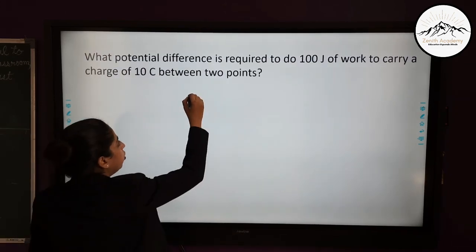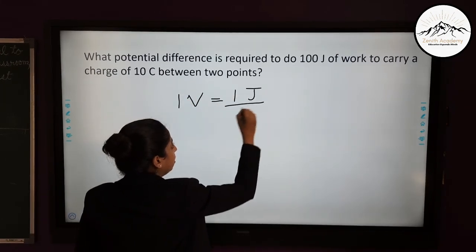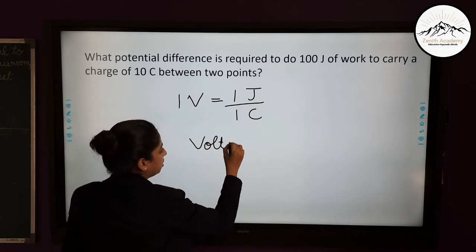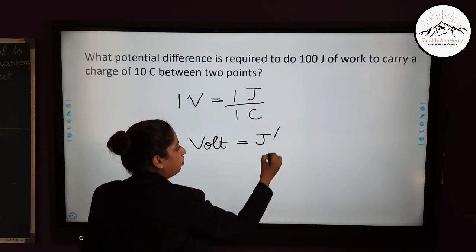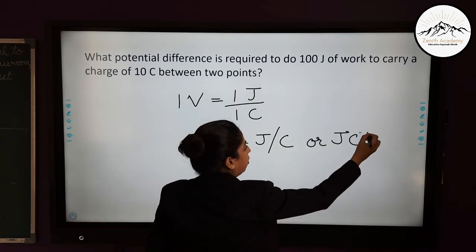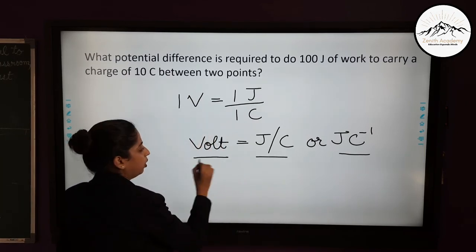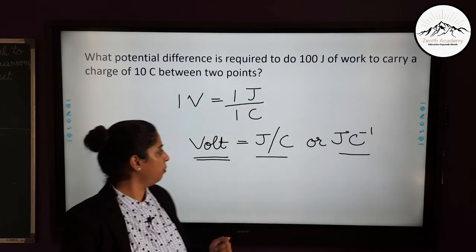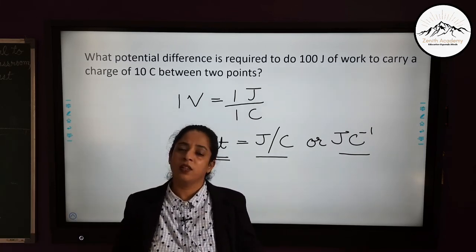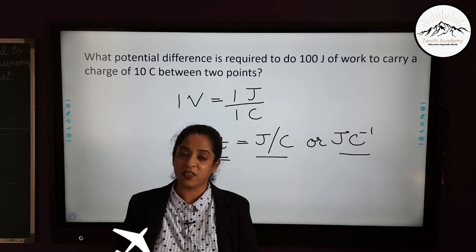Correct? Also we know when your voltage will be 1 volt, when this will be 1 joule and this will be 1 coulomb. Or we can say volt is also equal to joule per coulomb. So both of these units are equivalent to volt. So if you keep in mind these formulas and the units and the conversion of units, then it becomes very easy to solve all the numericals of the chapter current electricity.